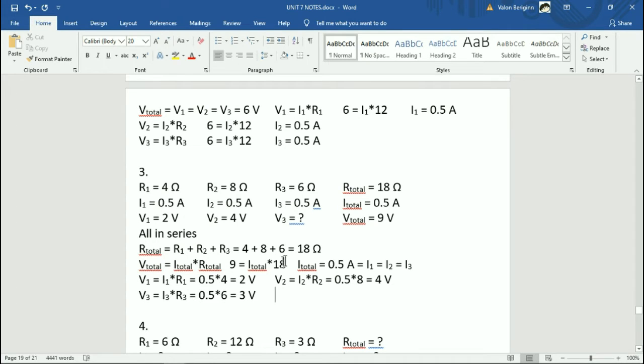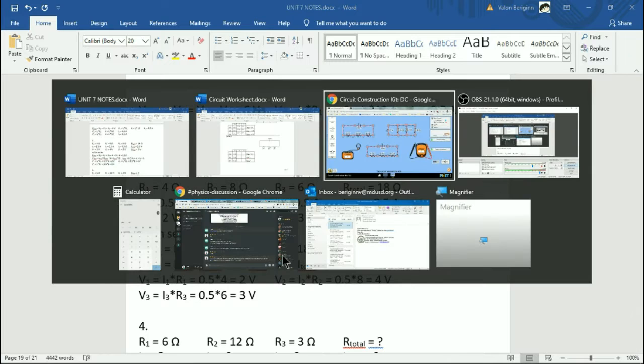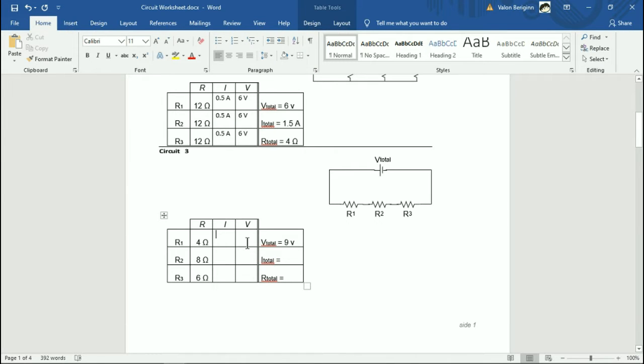So V1 plus V2 plus V3, 2 plus 4 is 6, plus 3 equals 9. Yes, lines up perfectly. So it all works out. Going to the worksheet, we have, what was it? It was 0.5, right? Yeah. 0.5 amps, 0.5 amps, 0.5 amps. Then we have 3 volts, 4 volts, and 2 volts. Current total of 0.5, and the total resistance of, what was it? 18. Okay.